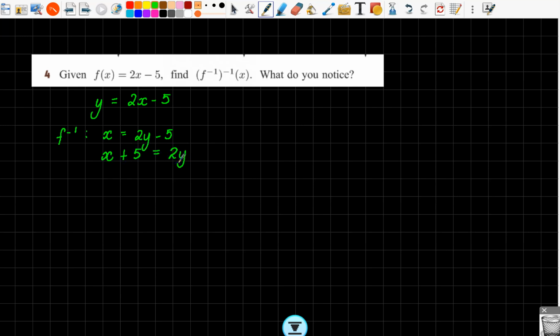And of course, if this was all the maths that we had to do all the time, we'd love it. To get rid of the times 2, we divide by 2. So therefore, f to the minus 1, I should put that out the front.